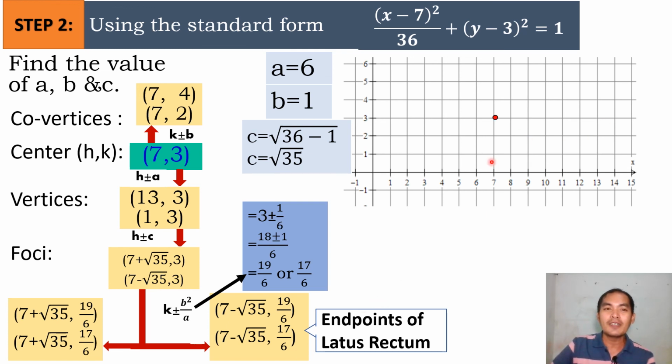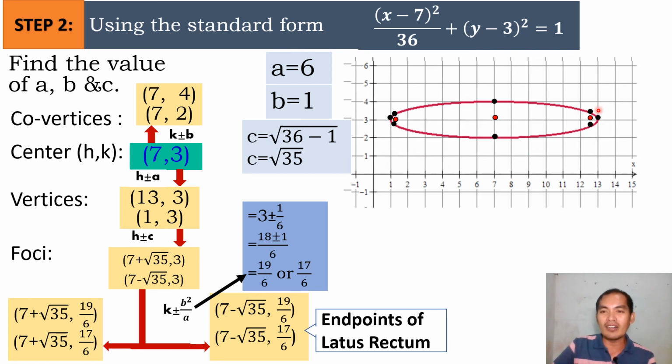Then to graph, plot the center, we have 7, 3. The vertices, we have 1, 3 and 13, 3. And the co-vertices, we have 7, 4, and 7, 2. We have the foci, and we have the endpoints of the latus rectum. There are 4. Then connect all the black dots to form an ellipse. So that's the ellipse form of the given equation.